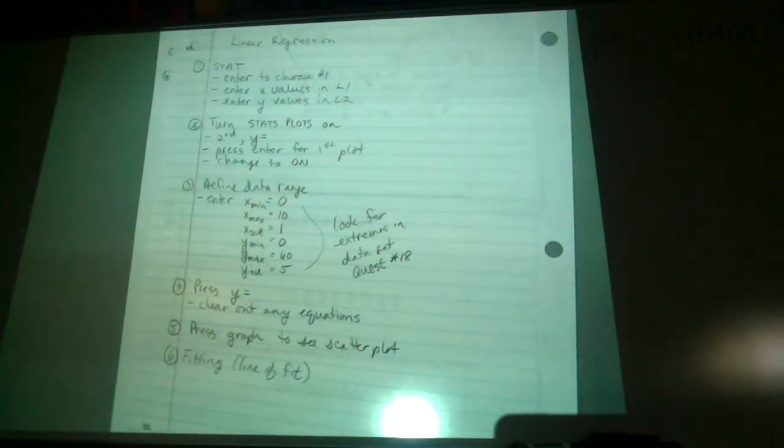But you're going to click on the stat button, which you'll find on your calculator. You will enter to choose number 1. You'll enter the x values in L1 and the y values in L2. Then you'll turn your stat plots on, and I give you information for how to do that. You'll define your data range. And that range that I gave you is specific to question number 18.